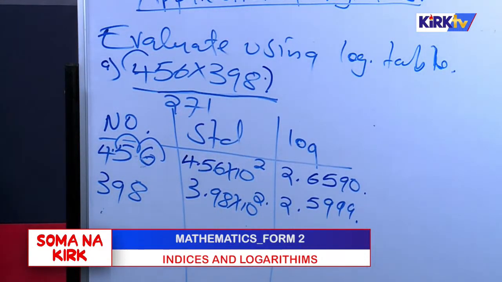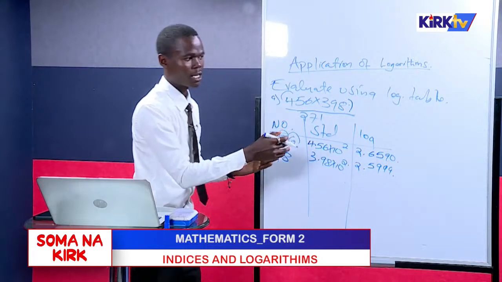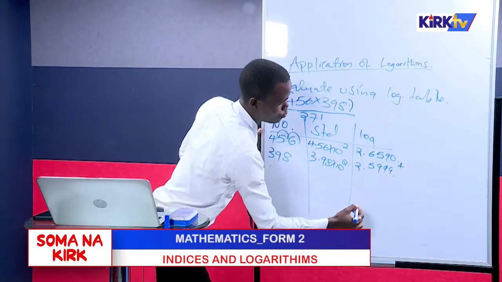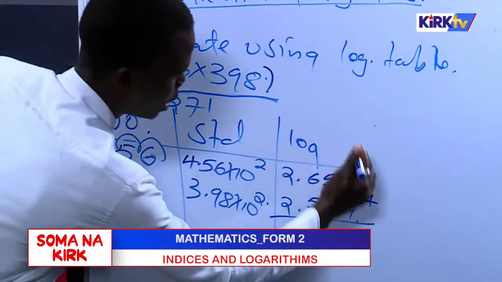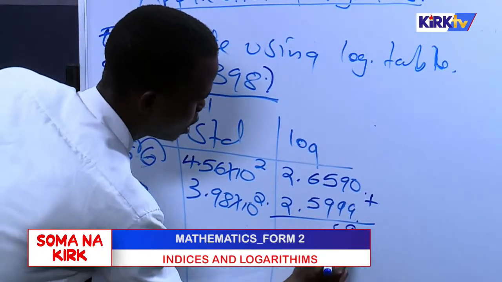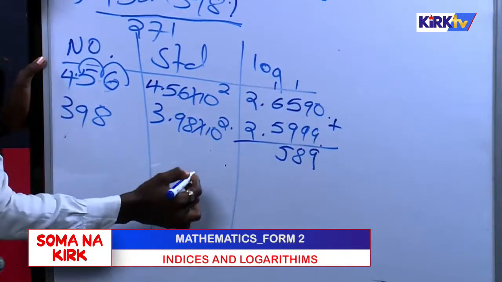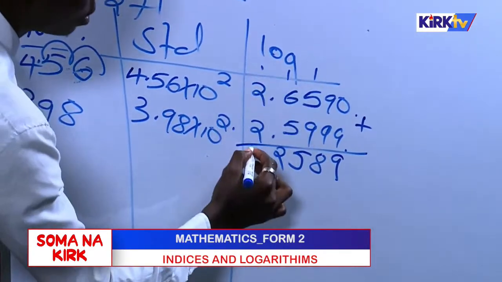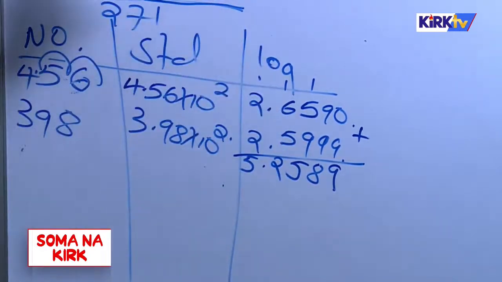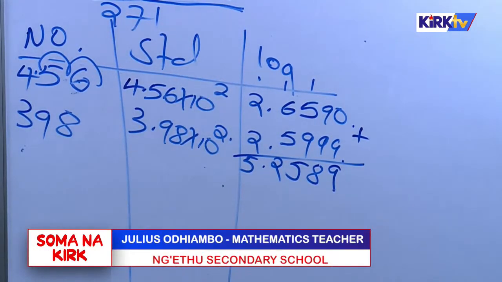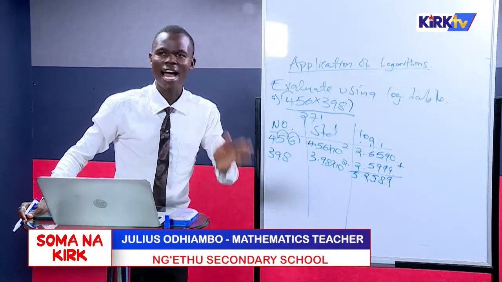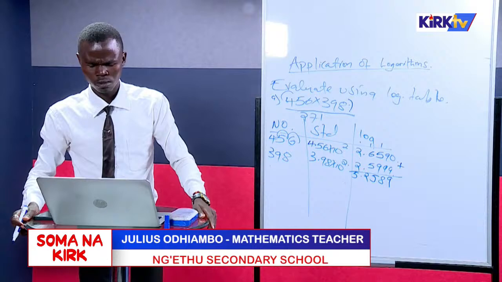Now the question is, what is the sign in between? It is multiplication. So I add the logarithms, which are already given there. Simple. Mathematics is not hard, it is easy. So I add 0 plus 9, 9. This will be 18, I carry 1. This will be 15, carry 1. This will be 12, I write 2, carry 1. If I add this, it will be 5, if I'm not wrong. So it will be 5.2589. That is the value in the numerator.